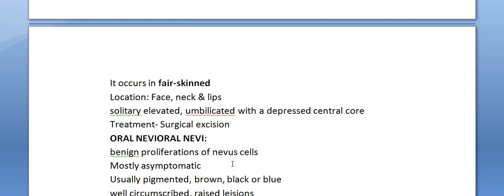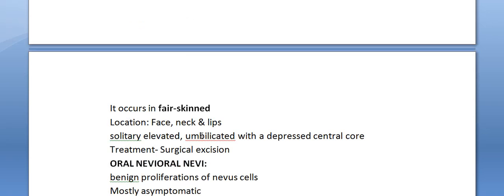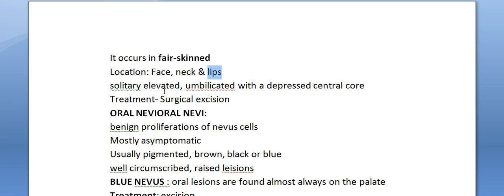This occurs in keratoacanthoma, I'm talking. This occurs in fair skinned individuals, that is the occurrence. Location is more commonly the face and neck. In the oral cavity it is in the lip. Again, it is solitary, meaning single. It is an elevated lesion.